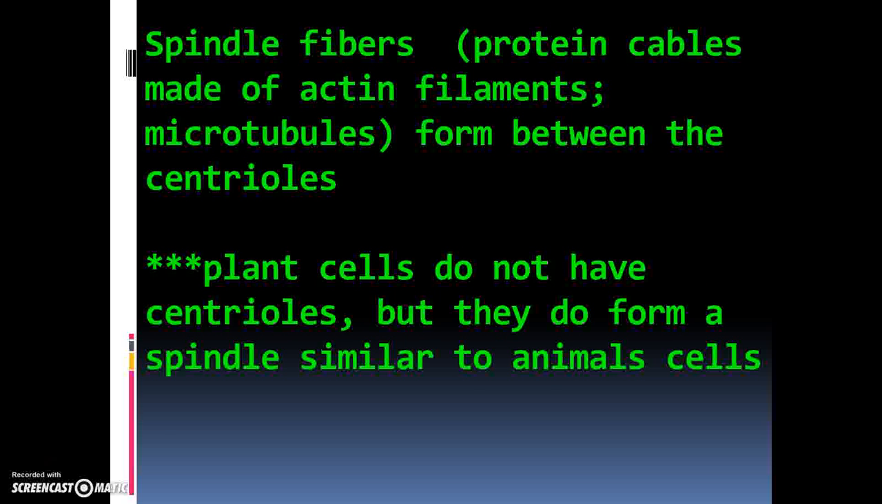Okay, just a little bit more details about the spindle fibers. They are made of proteins, specifically the protein actin. And they're made up of microtubules, and those spindle fibers are going to form between the centrioles. So like we said, the centrioles are unique to animal cells. So plant cells don't have them, but they're still going to form spindle fibers. They just use a little bit different structure to make that happen.